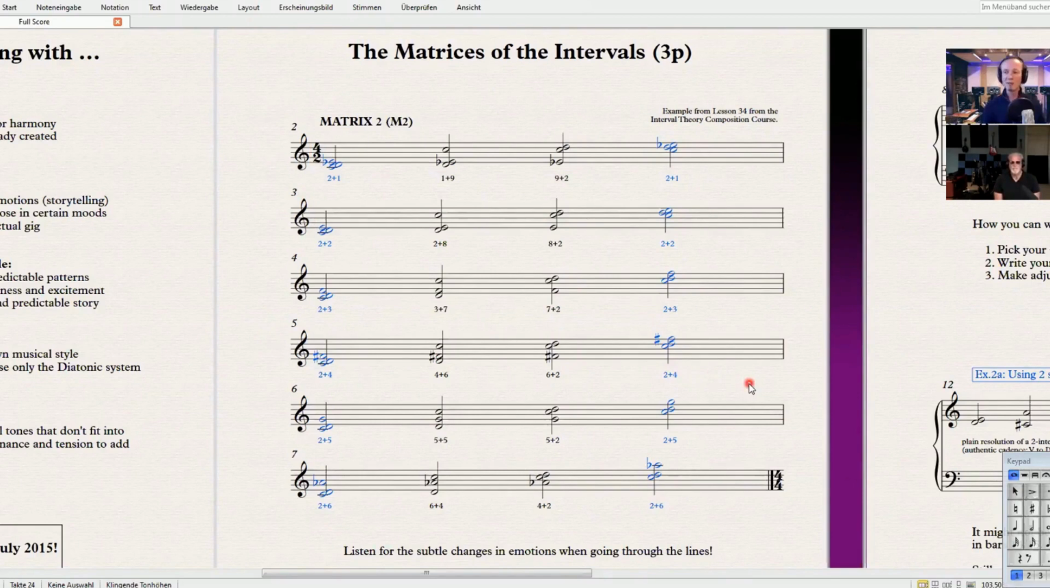Now what I quickly want to do is play you through these structures, and I want you to pay attention to the emotional reaction that you are getting out of these things here, because I guarantee in each line it will be different. So we will go through them until we hit the 2 + 6 right here.